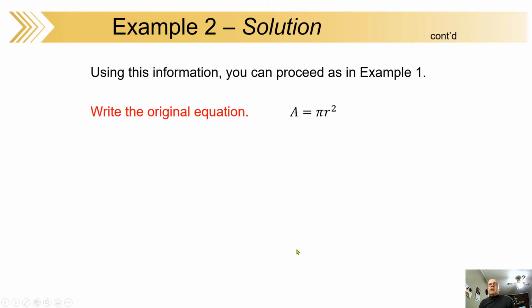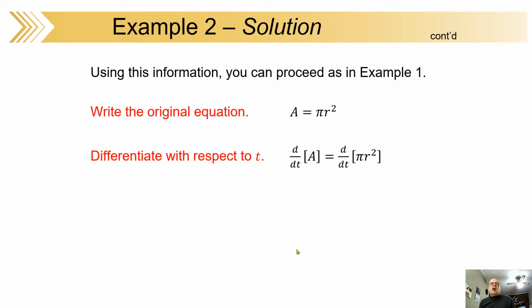So we start with the original equation. We're going to differentiate with respect to t, because we're talking about things changing over time. Apply the chain rule. dA/dt, that's the area changing over time. 2 pi r squared. Remember, the 2 is a constant, and the pi is a constant too.